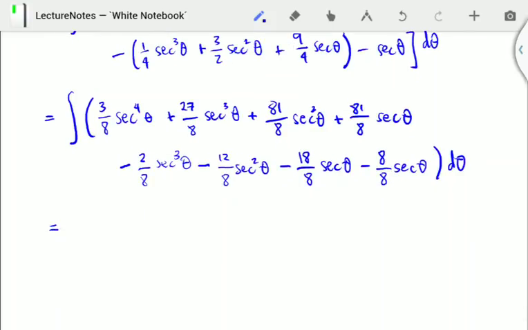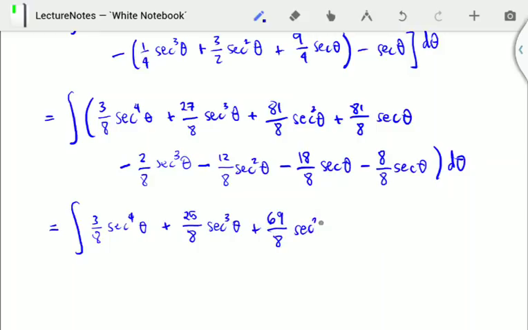So very simple polynomial algebra right here, although very tedious as well. So let's combine like powers right here. Sec to the fourth has no partner, so it's just 3/8 sec to the fourth theta. Your sec cube will be this, and this will combine, so that will become plus 25 over 8 sec cube theta. Sec squared will combine with this 81 over 8. So 81 over 8 minus 12. 81 minus 12 is 69. So plus 69 over 8 sec squared theta.